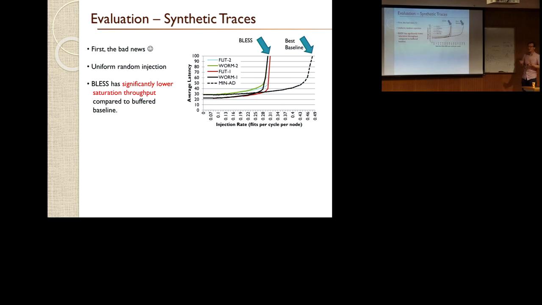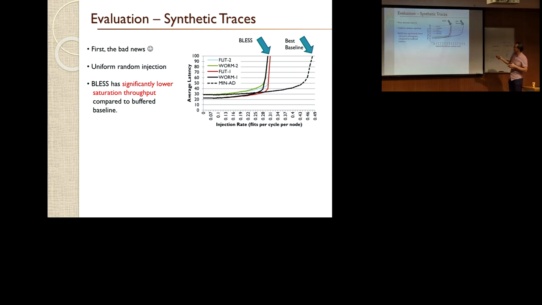Okay, we wanted to basically look at the performance. And this is one example. This is the bad news over here. This is synthetic traces. This is how evaluation has been done a lot in interconnection networks. This is the injection rate, in terms of flits per cycle per node. And we're assuming uniform random injection. Basically, at a uniform rate, you inject to a randomly selected destination. And the rate is determined by this injection rate.